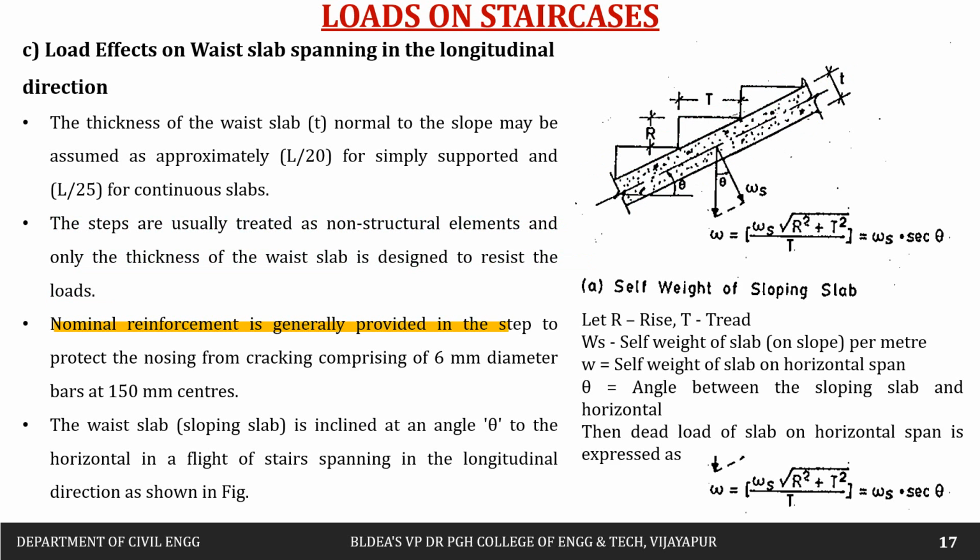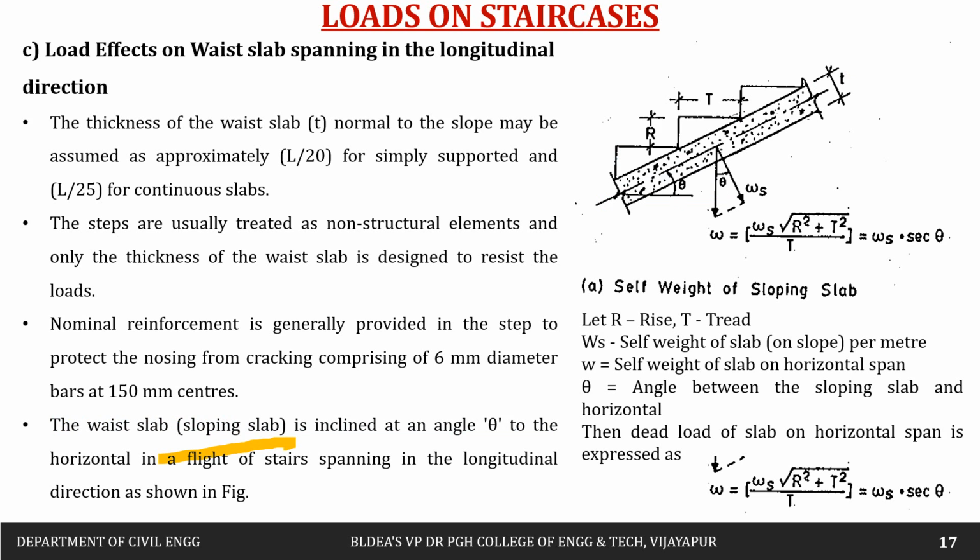Nominal reinforcement is generally provided in the step to protect the nosing from cracking, comprising 6 mm dia bars at 150 mm centers. So for this nosing, we sometimes provide certain 6 mm dia bars so as to avoid cracking of the nosing portion. The waist slab, that is the sloping slab, is inclined at an angle of theta to the horizontal. If you see, this is the slab which is inclined at an angle of theta with respect to the horizontal.